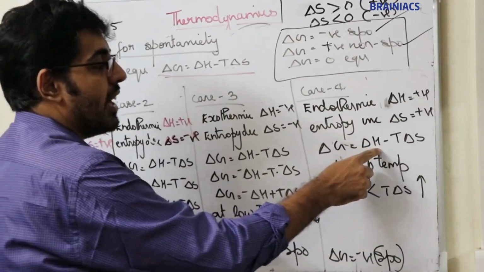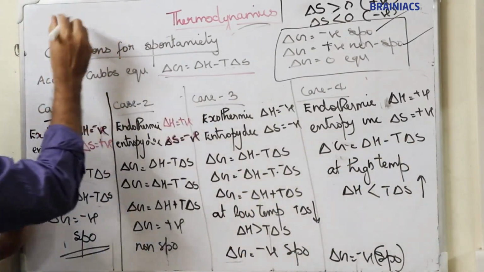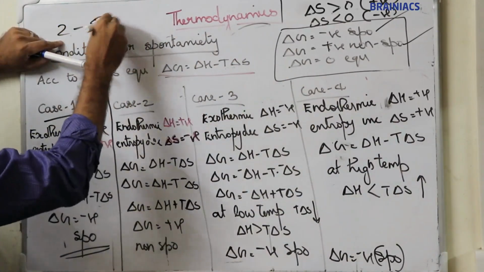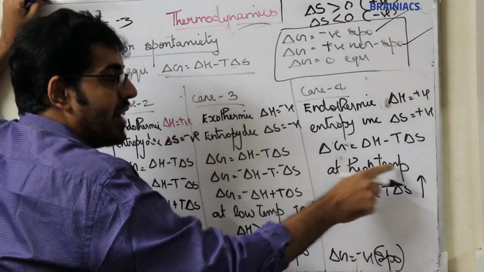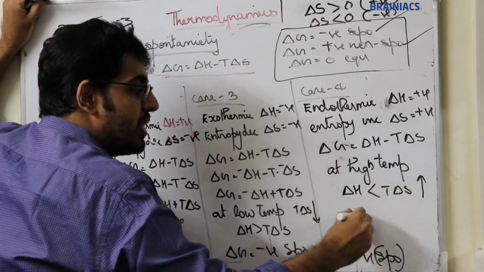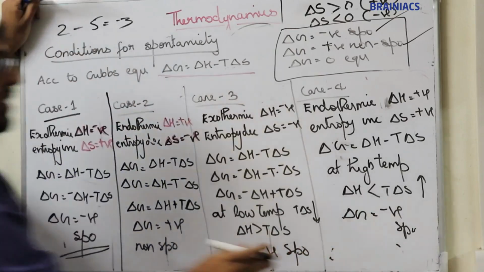Now let delta H be 2 and T delta S be 5, so 2 minus 5 is minus 3, so you will get a negative value. So at high temperature delta H will be less than T delta S, so delta G value will be negative, spontaneous. So you have to study these conditions.